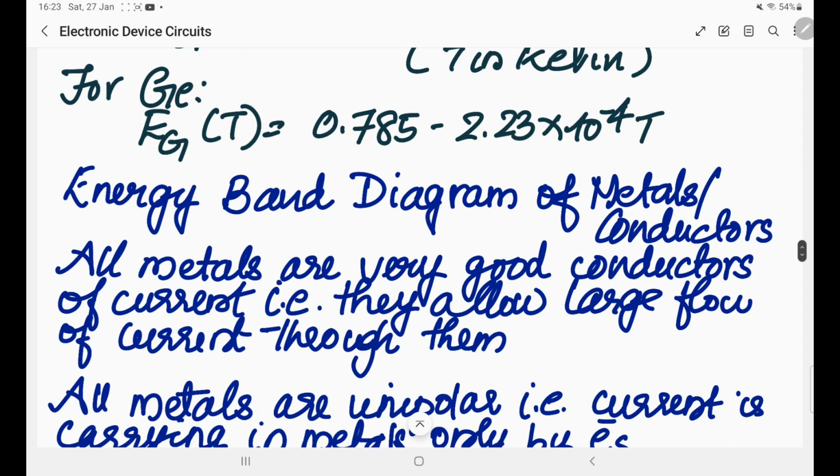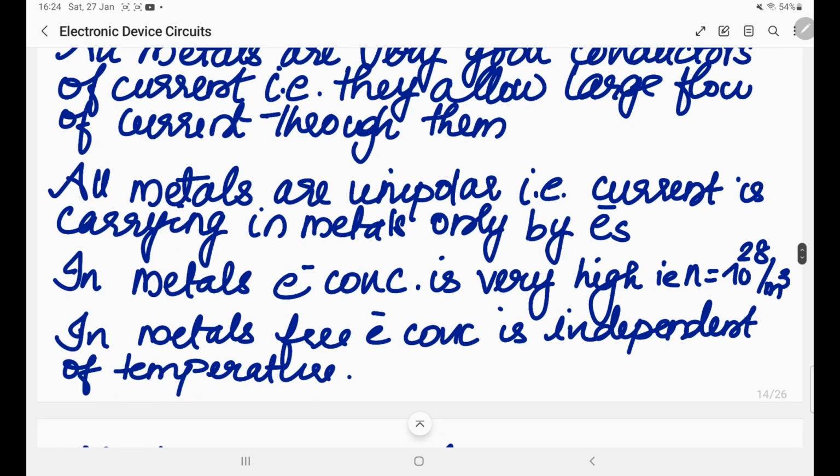To understand more about the energy band diagram, let's deal with the energy band diagram of metals or conductors, the energy band diagram of an insulator, and finally the energy band diagram of a semiconductor. First, let's deal with metals or conductors. What is a conductor? It conducts electricity, right? All metals are very good conductors of current. That is, they allow a large flow of current through them. All metals are unipolar, which we have already discussed. That is, the current carrying in metals is only by electrons.